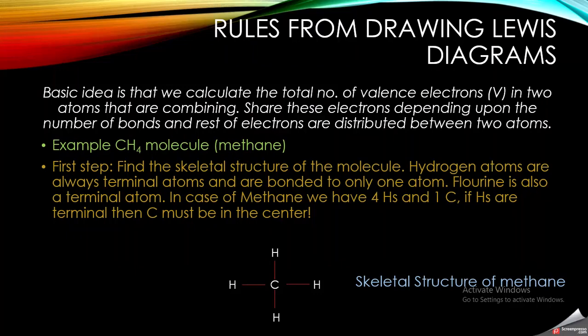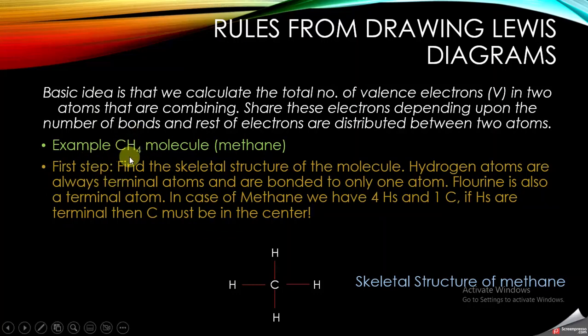Now let's draw the Lewis diagram using the rules put forward by J.N. Lewis. Again, the basic idea is that we have to calculate the total number of valence electrons of the atoms, and then we assign 2 electrons to each bond between the atoms, and the rest of the electrons will be distributed between the atoms in such a way that they have the complete shell.